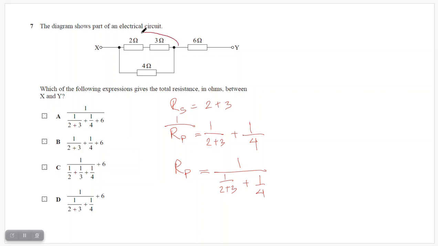Now you have the total resistance of this section, and consider how this is connected with this. These two are in series. So RT would be this value, 1 by 2 plus 3 plus 1 by 4, plus, since this is in series with this one, you just add 6 here. So that is RT, as in the total resistance. So my answer is D.